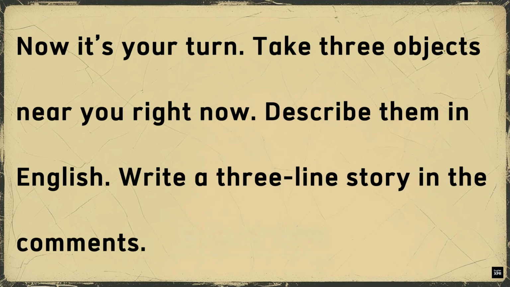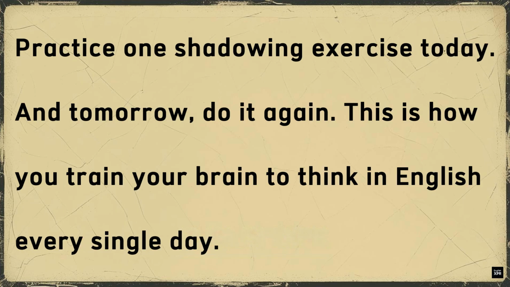Now it's your turn. Take 3 objects near you right now. Describe them in English. Write a 3-line story in the comments. Practice 1 shadowing exercise today. And tomorrow, do it again. This is how you train your brain to think in English every single day.